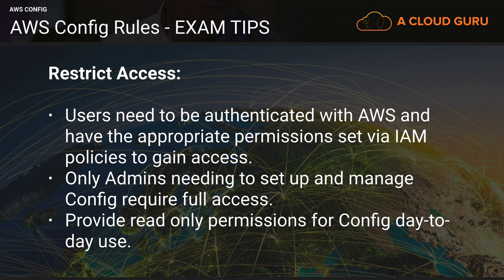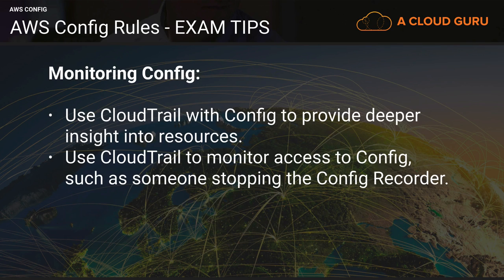In terms of restricting access, we need to restrict access to the AWS Config rules, because somebody could just go in there and turn off a rule if they wanted to be malicious. Like they might turn off that rule around port 22. So what we want to do is make sure our users are authenticated and they have the appropriate permissions to gain access. Really, only admins need to set up and manage Config rules and require full access, only really your security people. And you want to provide read-only permission for Config for day-to-day use. Only your real top system administrators or your security people should have administrator access.